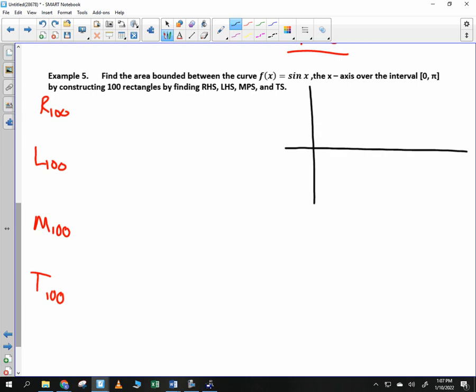Okay, wavy, starts at 0, goes all the way up to 1. Where does it cross the x-axis again? Pi, right? So at pi over 2, it reaches its maximum, it comes back down, and it continues on like that. Agreed? So we're looking for this shaded region right here. What is the width of that entire interval? Pi. If we're dividing it into 100 rectangles, what's the width of each rectangle?